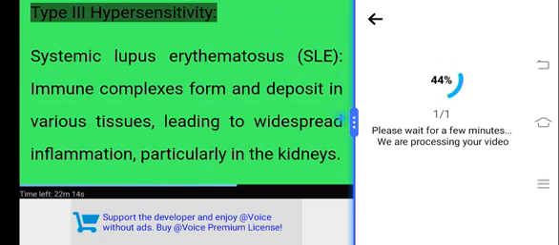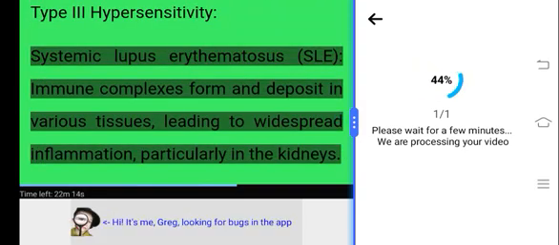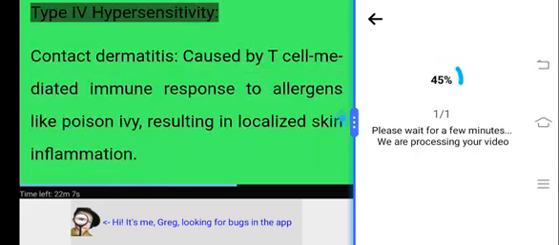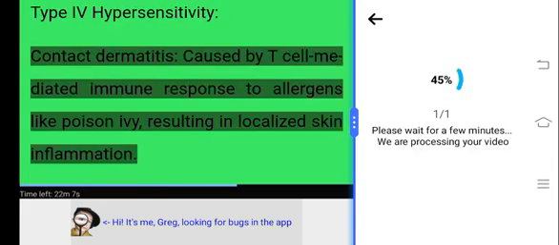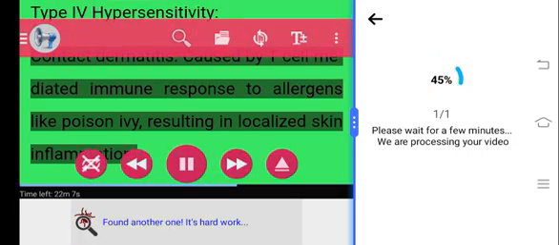Type 3 hypersensitivity. Systemic lupus erythematosus, SLE, immune complexes form and deposit in various tissues, leading to widespread inflammation, particularly in the kidneys. Type 4 hypersensitivity. Contact dermatitis, caused by T-cell mediated immune response to allergens like poison ivy, resulting in localized skin inflammation.